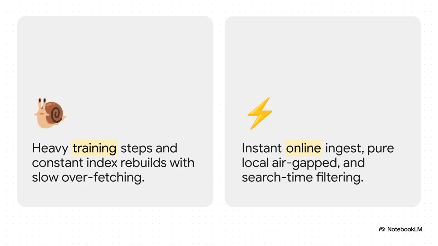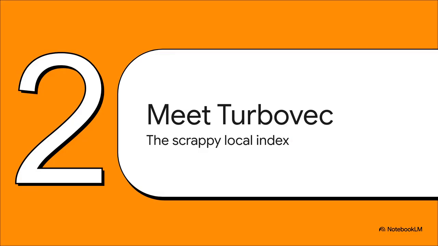The Turbovec way completely flips this. It gives you instant online ingest. You literally just add vectors and boom, they're indexed. No training step. Plus, it operates as a pure local, air-gapped solution right on your machine, so your private data stays exactly that, private. Which brings us to part two, introducing Turbovec.